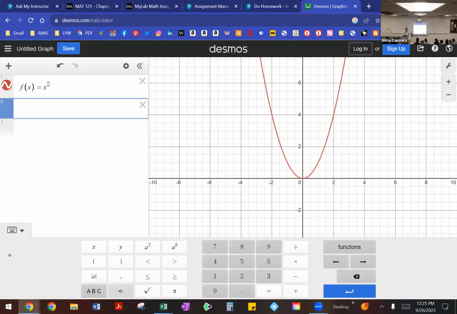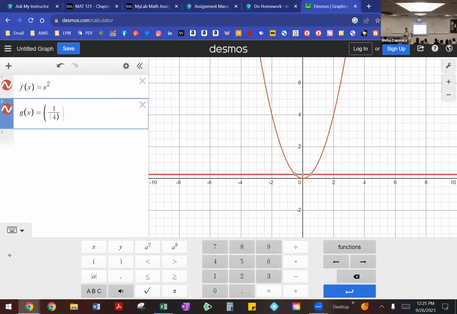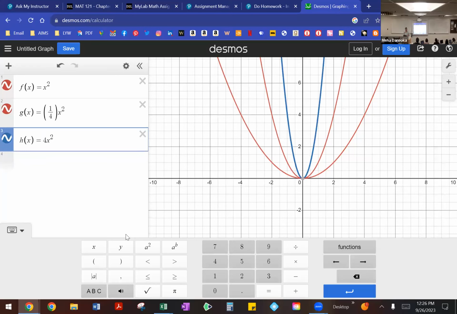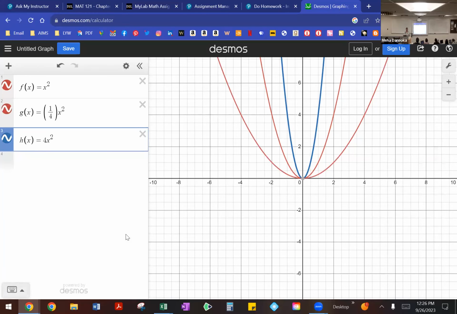So let's do the second one, g of x equals 1/4 x squared. So remember, this is shrinking it, right? So in parabolas, that means it's making it wider. Okay? And you can see this is where the shape of our graph has changed. This is what we call non-rigid because it's changing the shape of our graph. Now let's do the 4x squared. You can see that makes it narrow.